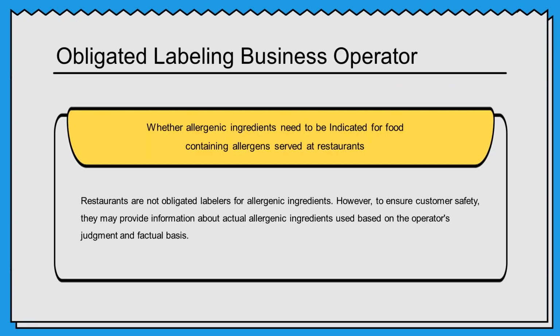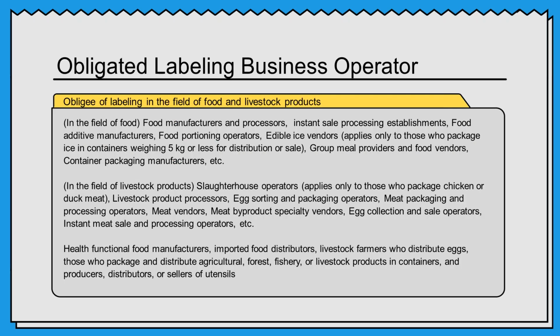This relates to the Obligated Labeling Business Operator. Restaurants are not obligees of labeling, so there is no need to label all information, including allergens. This slide pertains to mandatory labeling businesses in the food and livestock sectors in South Korea. Additionally, health functional food manufacturers, importers, and distributors of imported foods, as well as those who package and sell agricultural, forest, fishery, or livestock products in containers, and producers, distributors, or sellers of utensils, are also considered obligated labeling businesses.